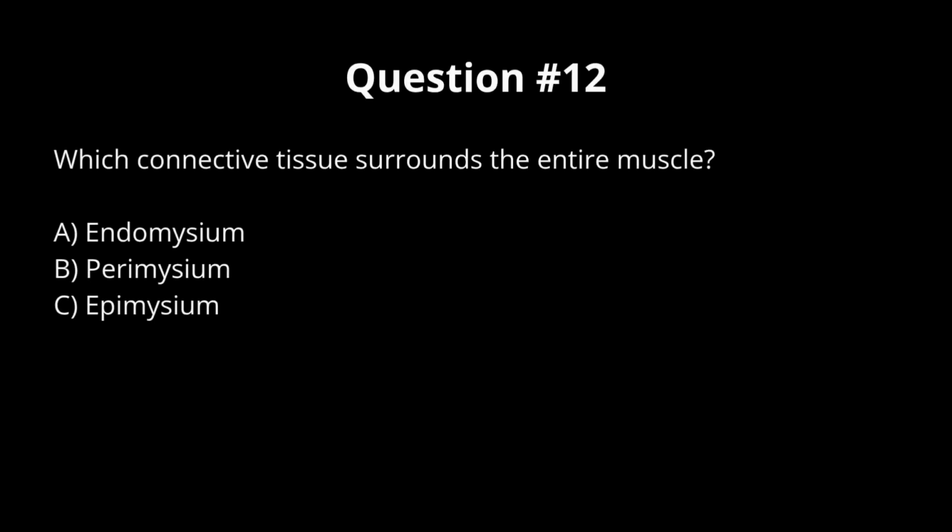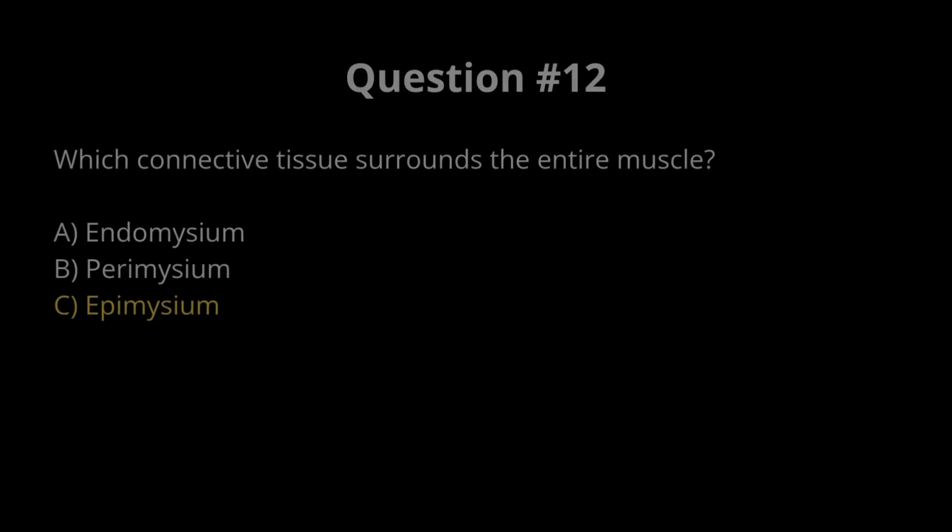Question number 12. Which connective tissue surrounds the entire muscle? A. Endomysium. B. Perimysium. C. Epimysium. The correct answer is C. Epimysium is the outermost connective tissue layer that encases the entire muscle.